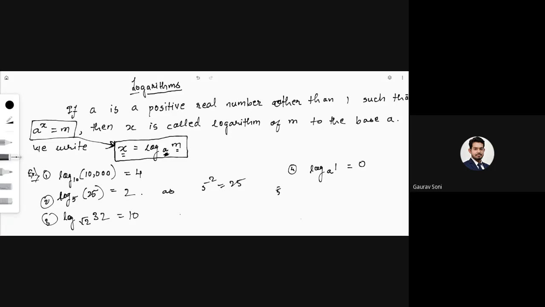Fifth, log to the base a of a. So you will get a is equal to a raised to x. When will this happen? For what value of x will these two become equal? 1. So log to the base a of a is 1.